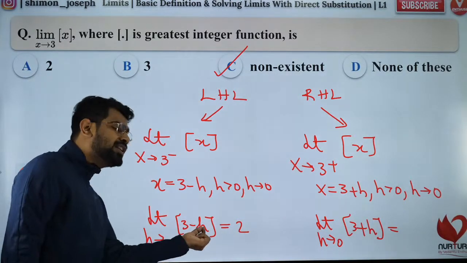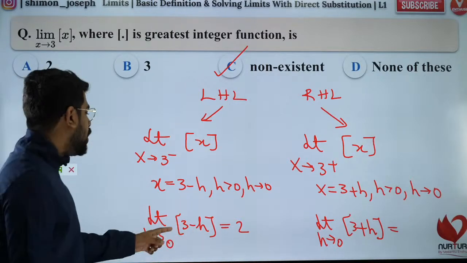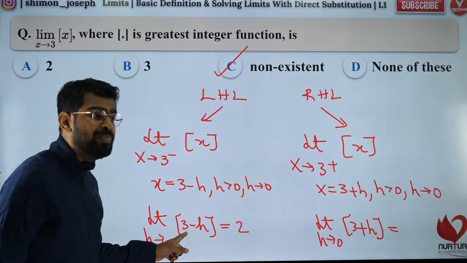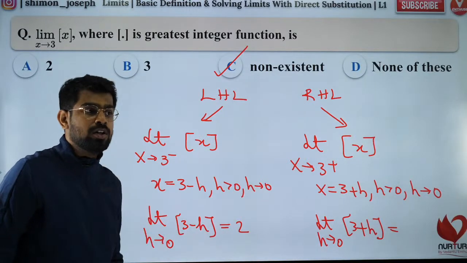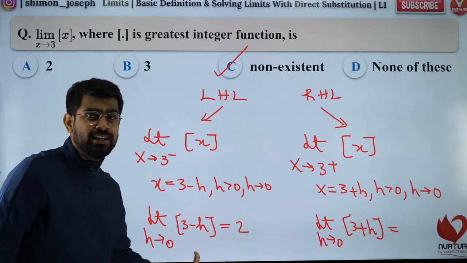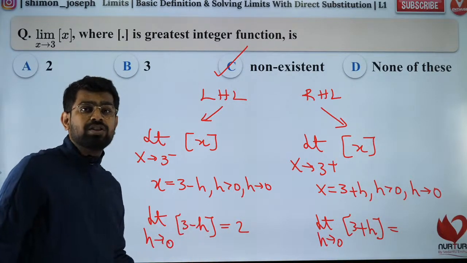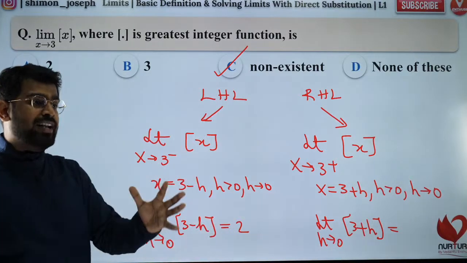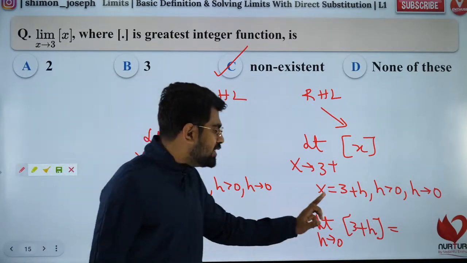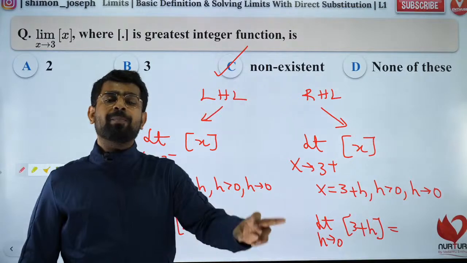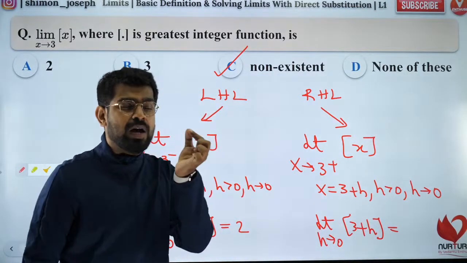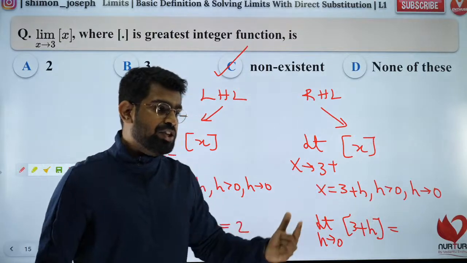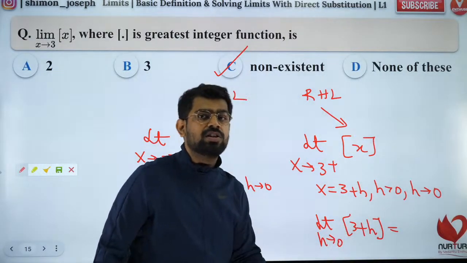So you are subtracting a small number from 3. So box of 3 minus h will be something like box of 2.9999999 and so on. So what is box of 2.999? Greatest integer function of 2.999 and so on is going to be 2 only. Whereas this one will be 3 point something because you are adding a small positive number to 3.